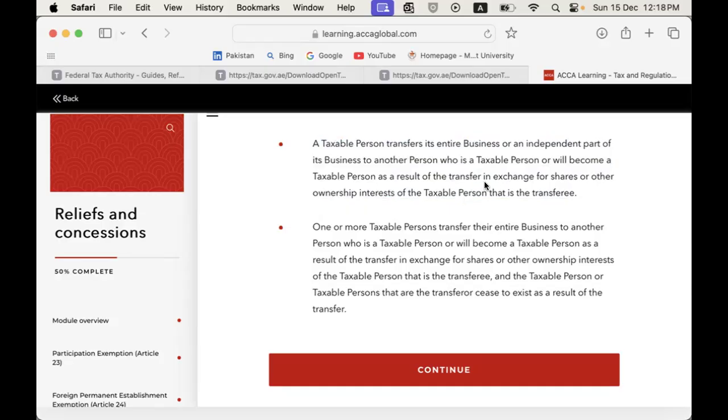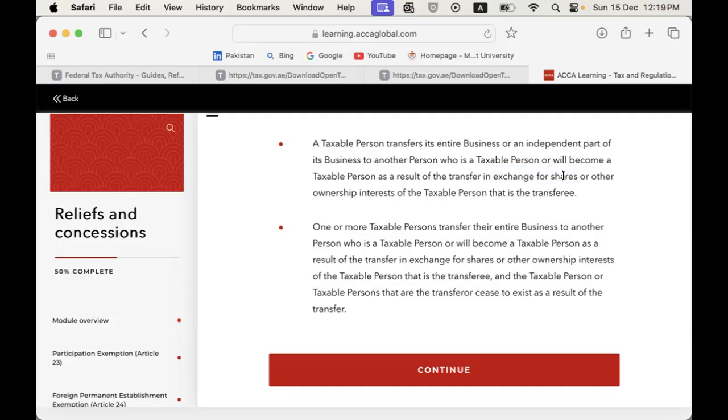Yeah, but please let us have a look at the last part of this. Or as a result of the transfer in exchange for shares. So what are we saying here? Aren't we saying that the shares are being used as a consideration of the transfer? Boss, what do you think?